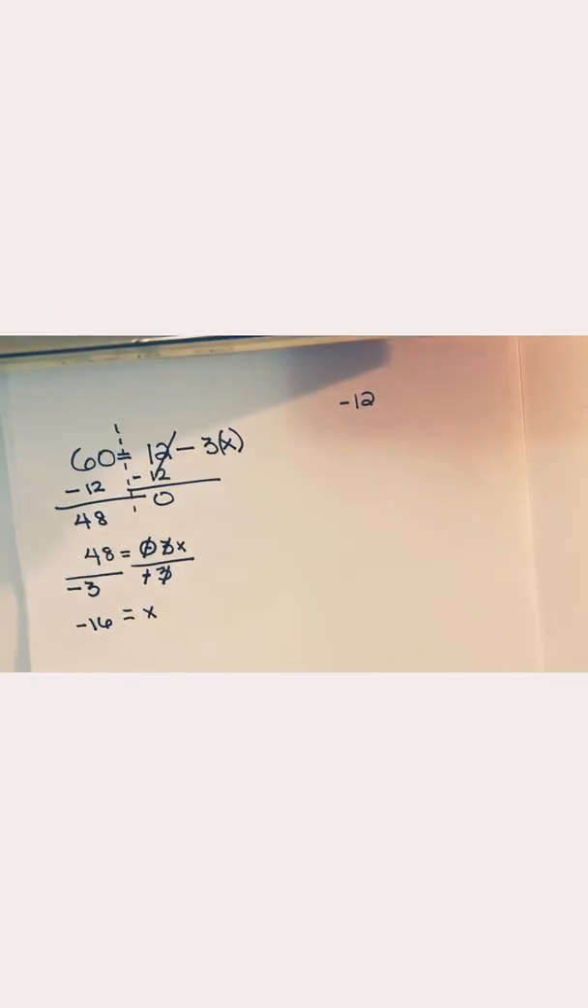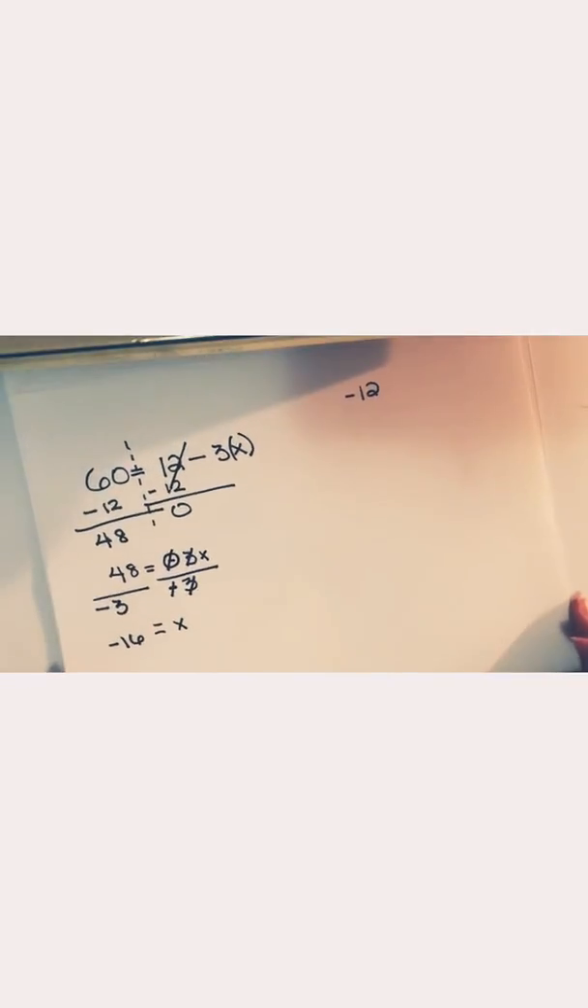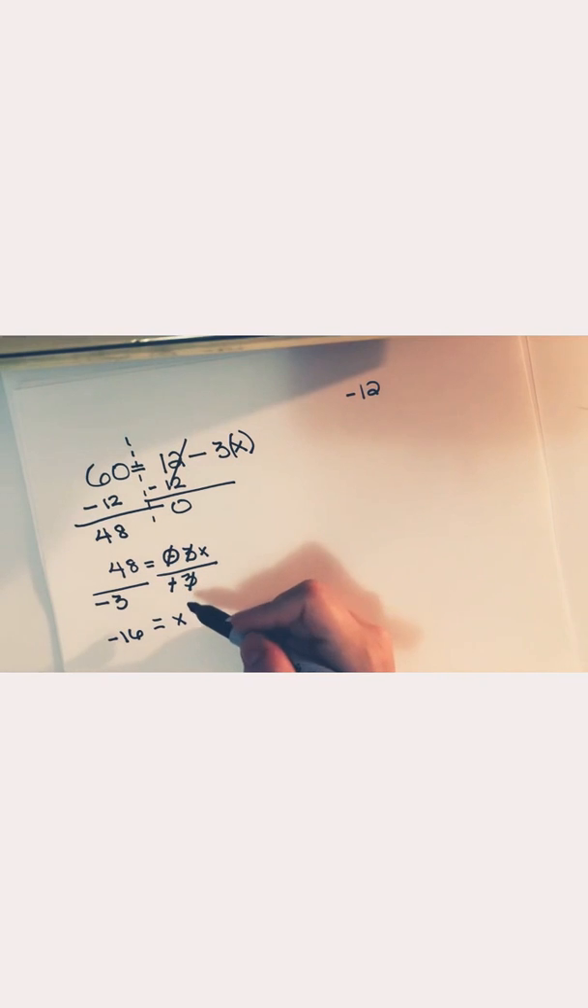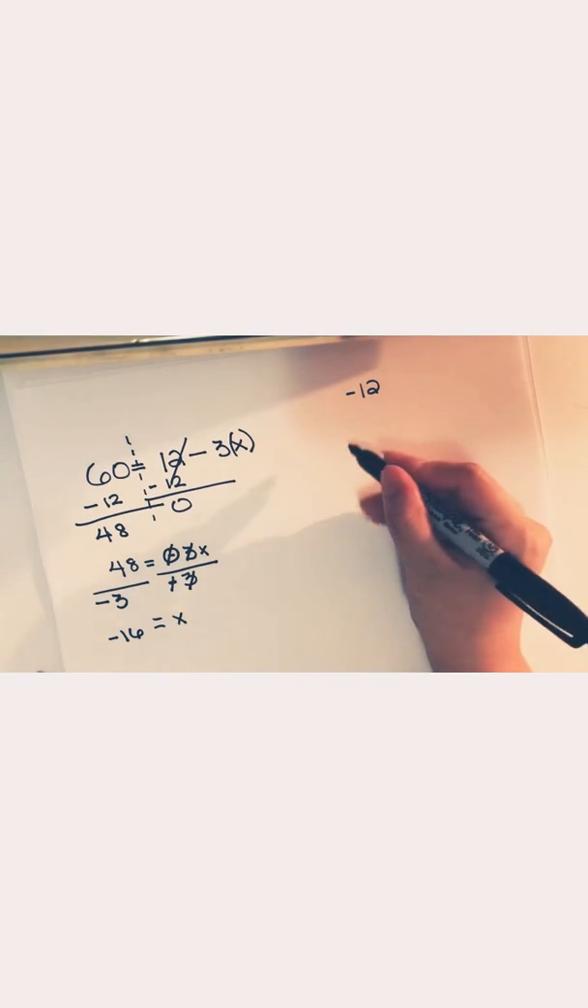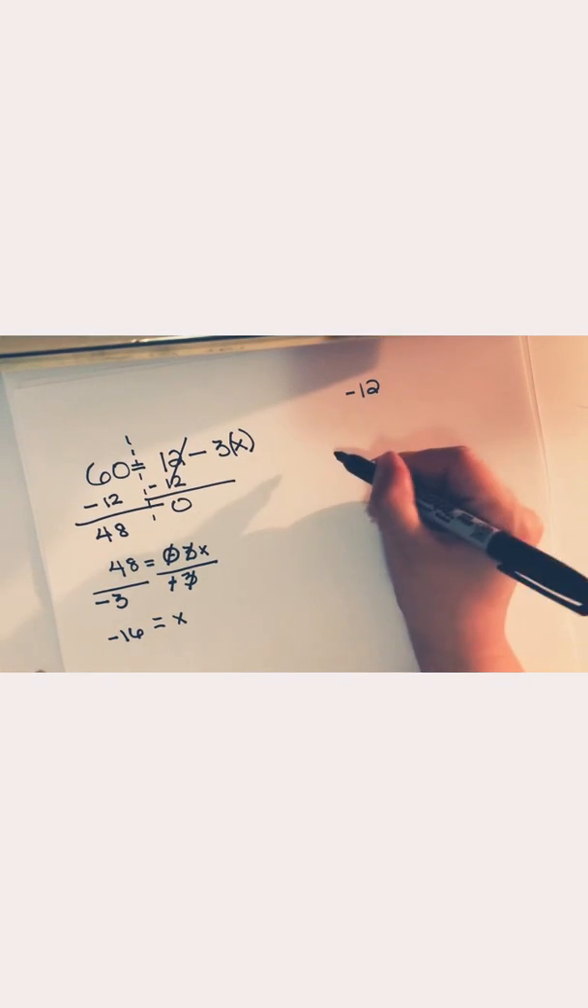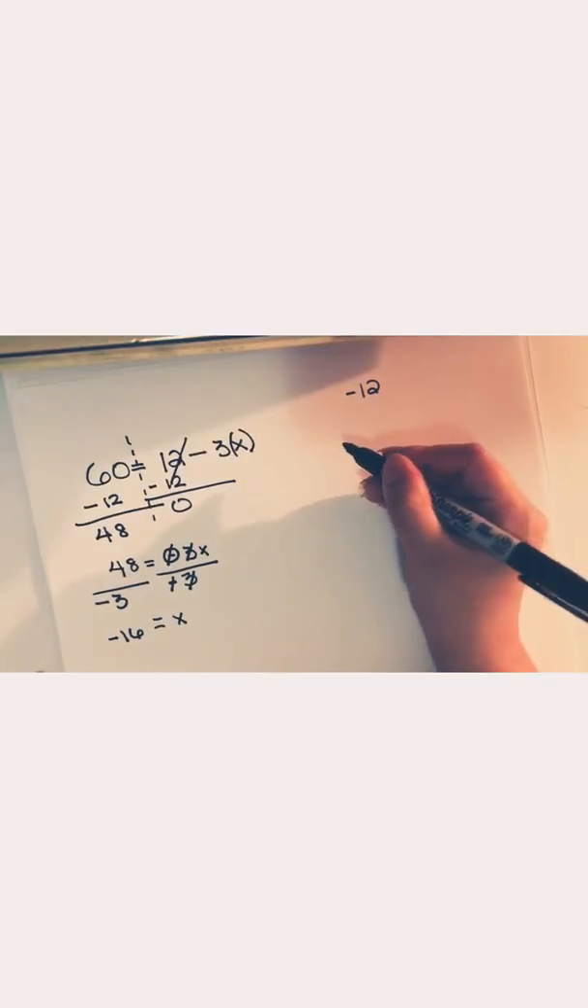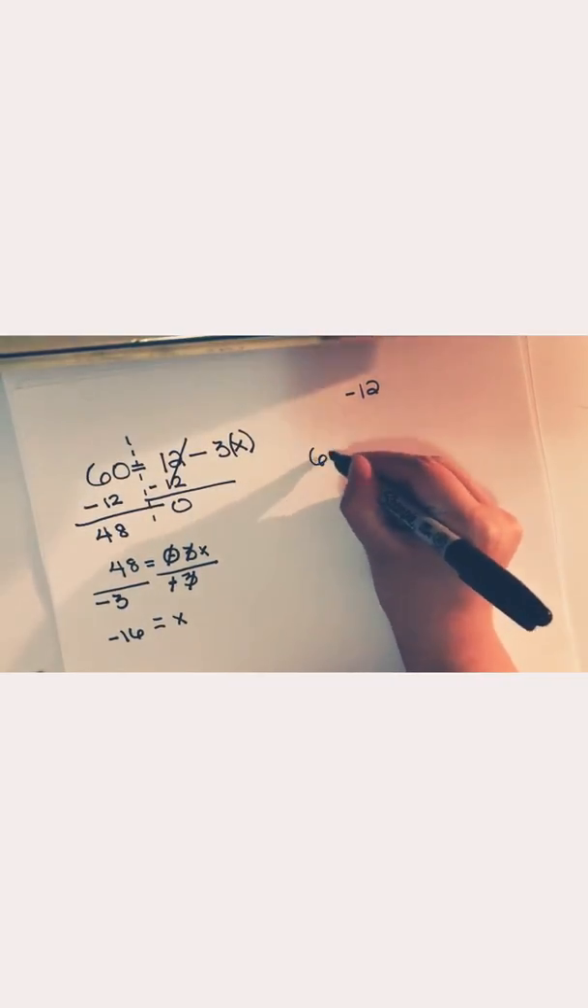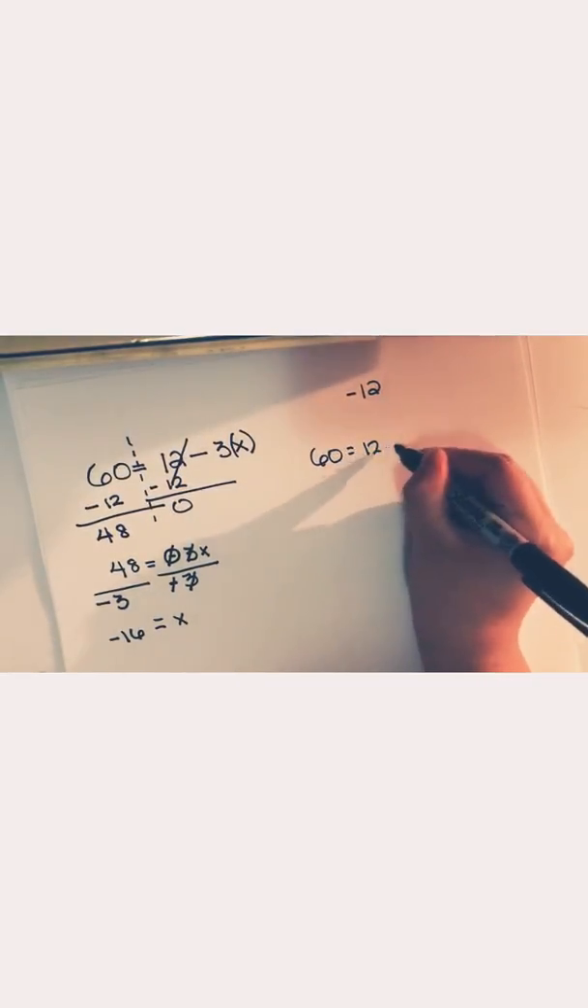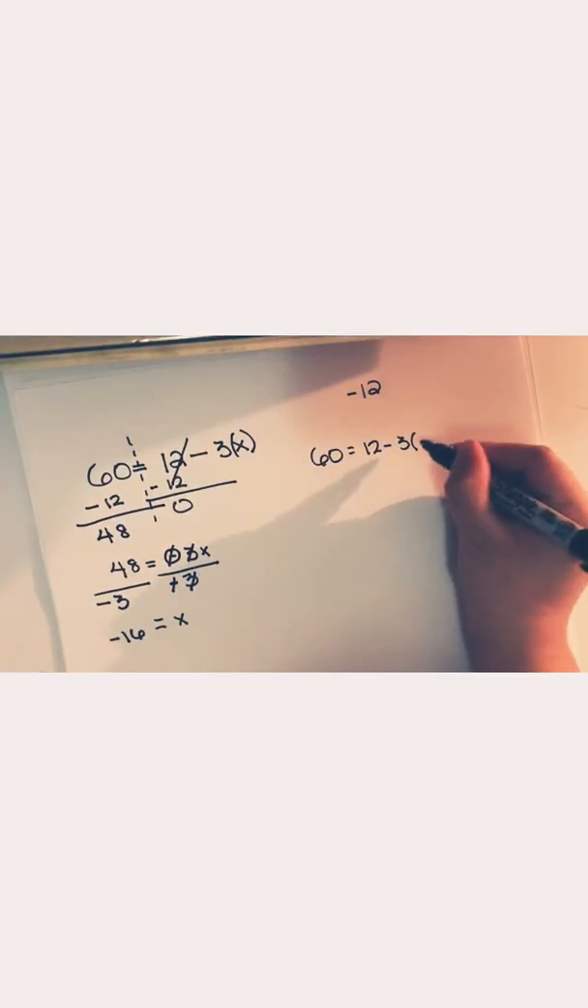Okay guys, so let's go ahead and solve. We already solved for x. We are going to now test out if this is real, if this is the correct answer. So 60 equals 12 minus 3 times -16. Okay.